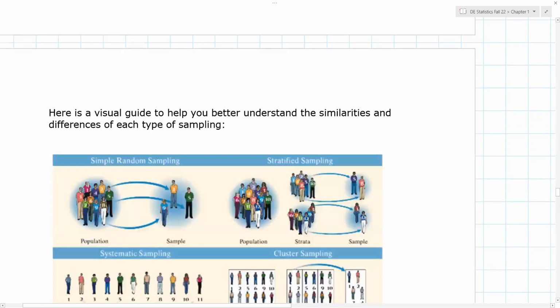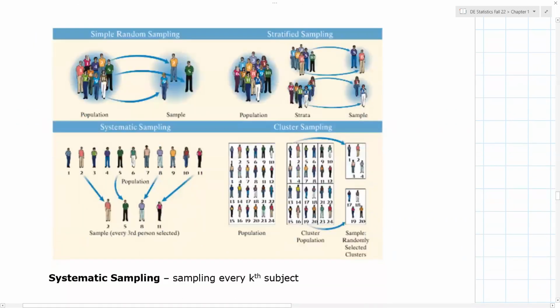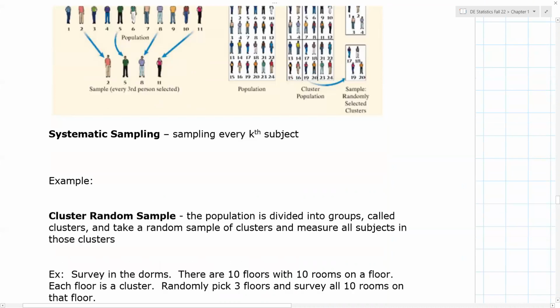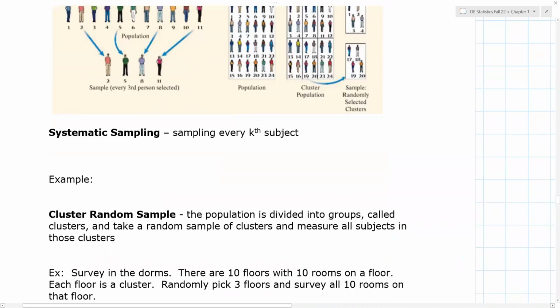On your notes, you have a visual guide to set up visually what the differences are between the four main types. The first one being simple random sample, which we talked about, and then the next three being stratified, systematic, and cluster sampling. Those are three good methods that we are going to talk about in this section. And then we'll talk about one poor technique that is often used to get a sample, but it's not a very good sample. So the first new type of sampling we're going to talk about is called systematic sampling.